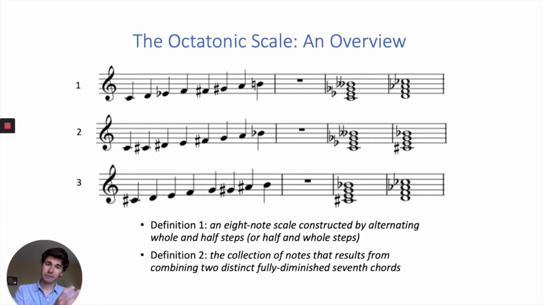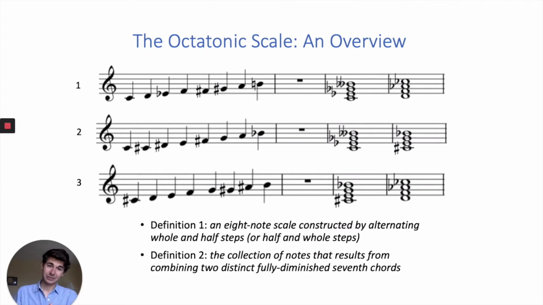The other way of thinking about it is through harmony. It's really built on the combination of 2 fully diminished 7th chords. A fully diminished 7th chord, if you don't know what that is, is a 4-note chord, and you basically stack minor thirds up and up and up. So it's a very simple kind of chord.